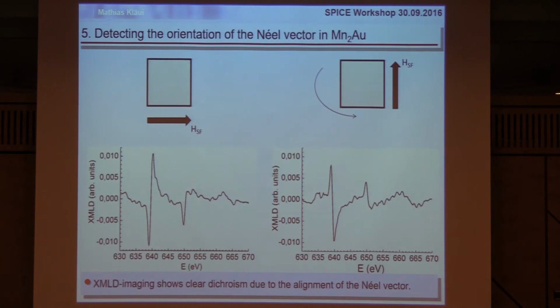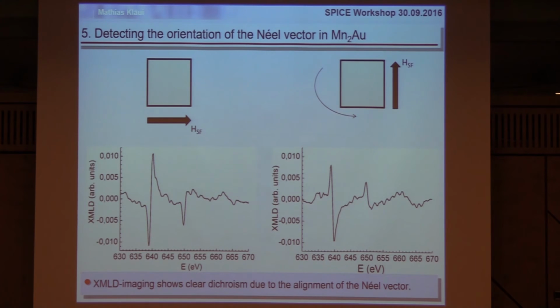So then together with Hartmut, we went to the synchrotron and we did XMLD. And you see indeed our sample, which had seen the 70 Tesla, shows a very nice XMLD peak. And to show you that this is really an alignment of the Néel vector, we turn the sample by 90 degrees, and then you see the contrast reverses. So here it's down up, and here it's up down. So this is really what you expect in XMLD. 90 degrees gives you the black-white contrast.